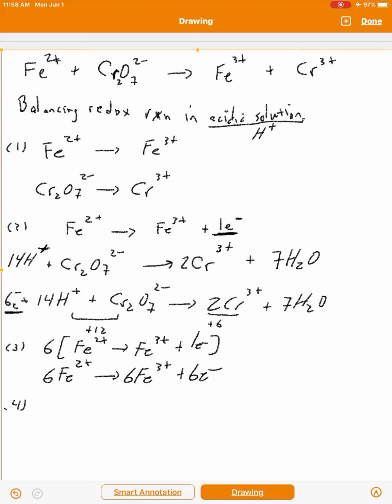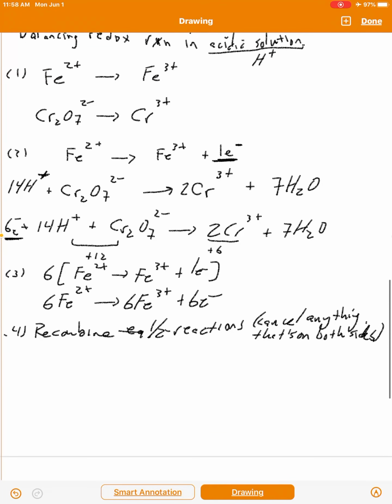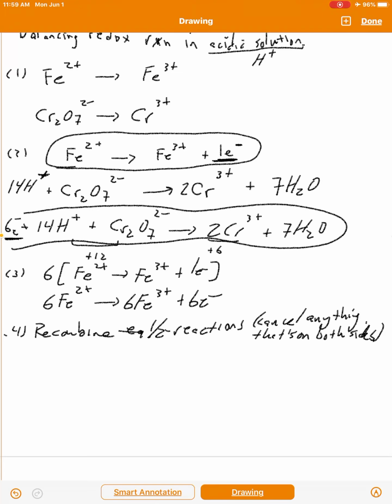Now I recombine half reactions. Cancel anything that's on both sides. Sometimes when you do that, you'll have to cancel waters. Sometimes you'll have to cancel H pluses. In this one, we only need to cancel electrons. So here's what I'm going to do. I'm going to take each of these half reactions. There's one. And I'm going to take the other one, which is all the way up here. And I'm going to combine them.